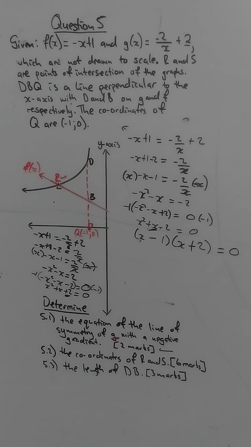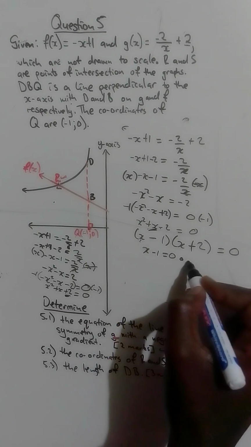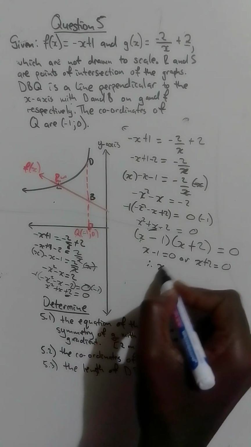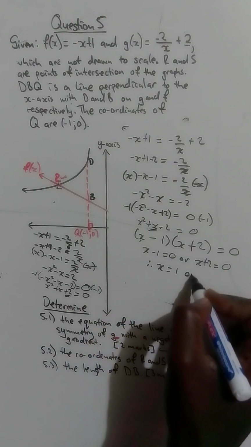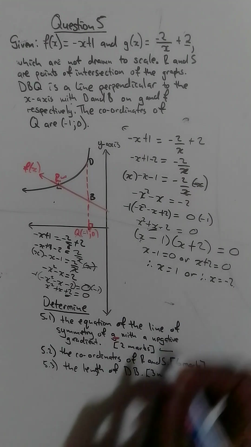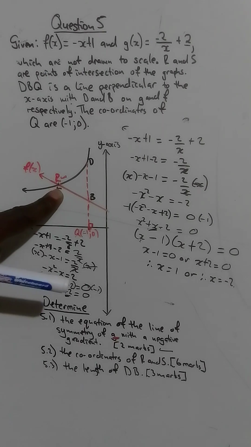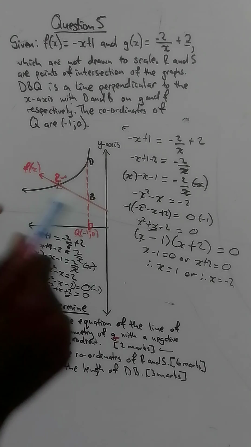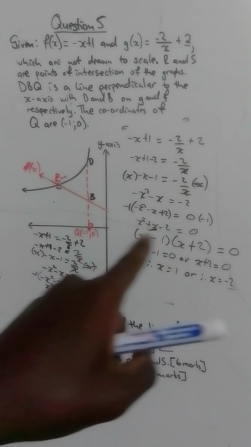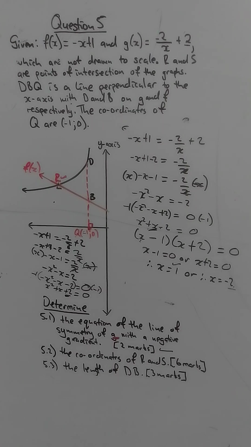What should I do? Now I say that x minus 1 is equal to 0, or x plus 2 is equal to 0. Therefore, transposing, my x is equal to 1, or my x is equal to negative 2. It makes sense. Why am I saying it makes sense? Because where the r is, the x is negative, which means that the x is negative 2. And where s was, it was on the positive zone, which is the positive 1, right? So we have found x.